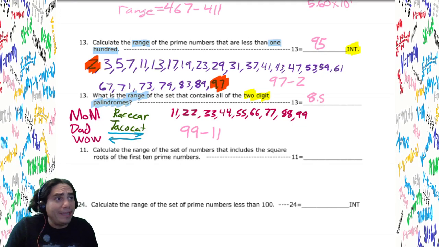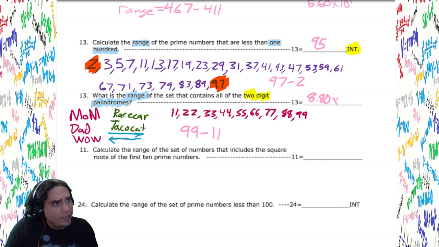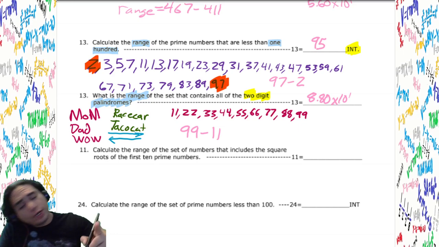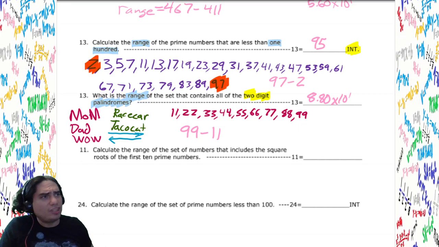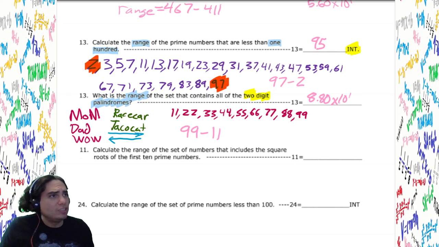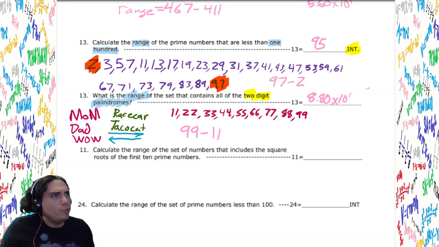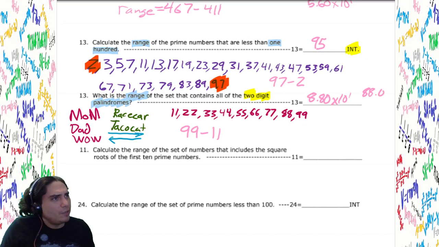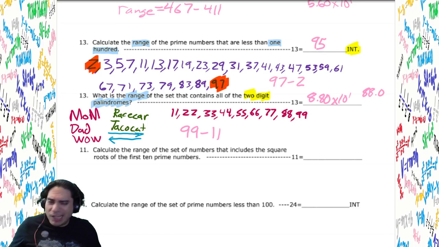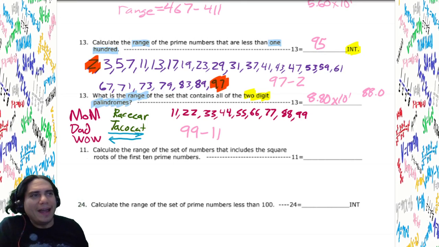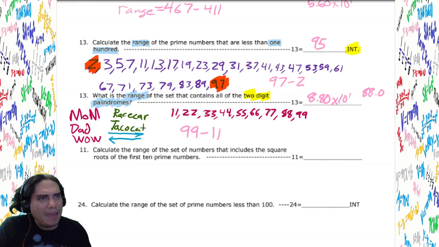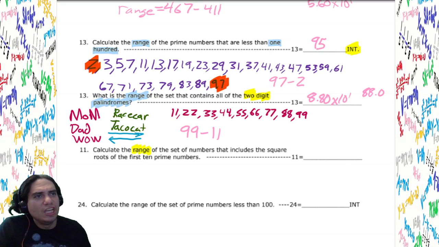But you better not put 88. You got to put 8.80 times 10 to the first, because this is not an integer problem. Integers, you put everything in front of the decimal. This one, you got to put your three significant digits. If you don't, then you get it wrong. But you could always put 88.0. You do that mental math, make sure you got those three significant digits. We call it a day, 88.0, all right? This is a good problem. You got to know a little bit about that vocabulary there. But once you get that vocabulary, it's pretty easy. Let's take a look at the next problem.